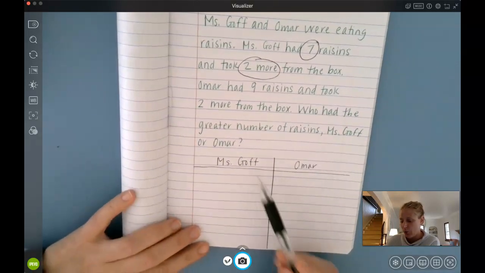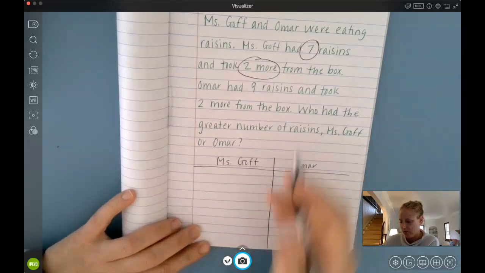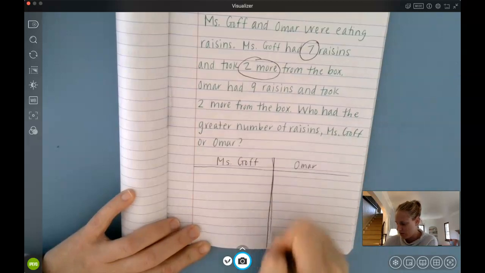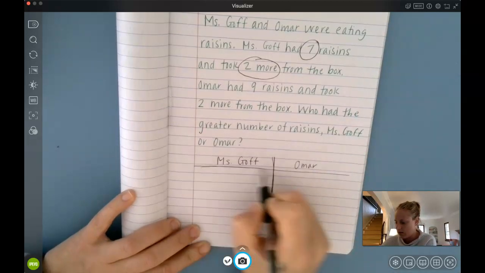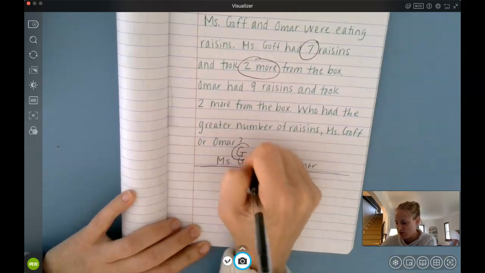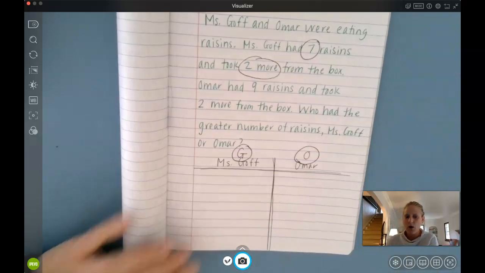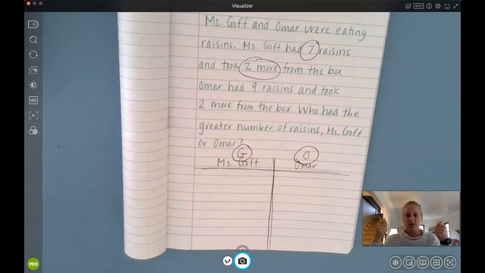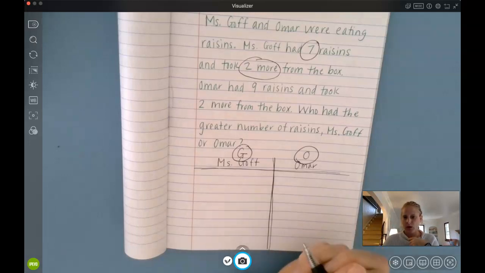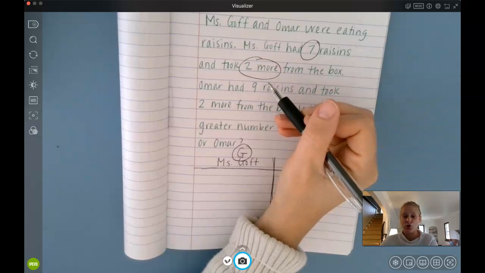Go ahead and on your board, divide it in two, and you can write, just like I did, a big line down the middle and then a line across the top. You can write Miss Goth, or you could just put a G and circle it for Goth and an O and circle it for Omar. Hold up your boards when you're ready. I'm going to give you 5 seconds, friends. Do it super speedy quick. Okay, good. So Miss Goth started with 7 and then took 2 more.